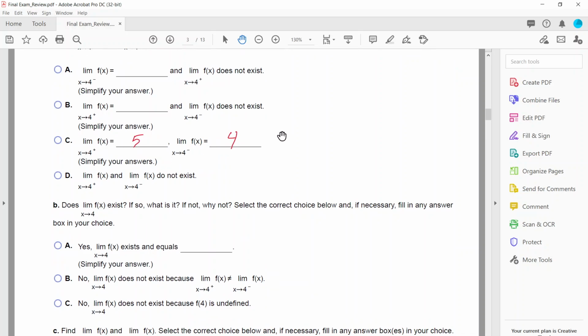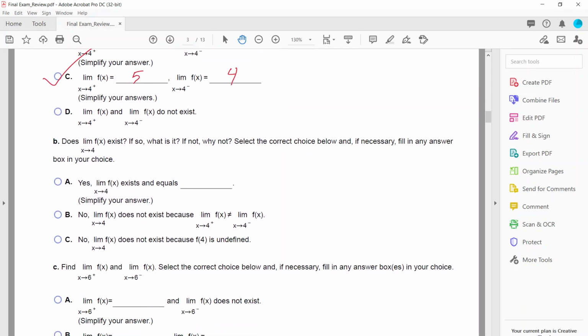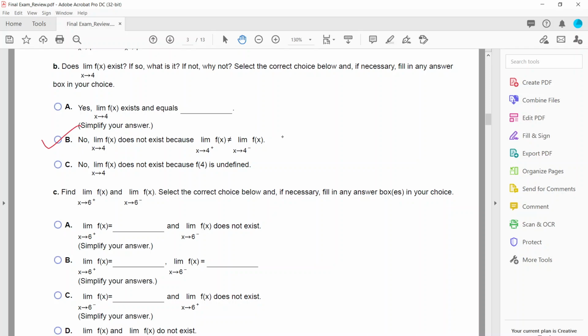From this finding we can say that because the left hand limit and right hand limit are not equal, it does not exist, because their limits from the left side and right side are different. So that answer is B. The limit does not exist because the left hand limit and right hand limit at 4 are not equal. Let's go to part C.